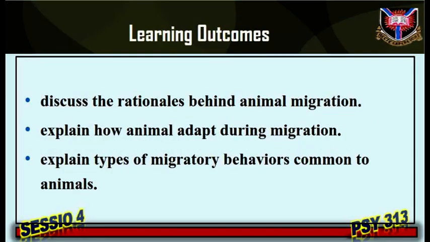Learning outcomes. When you are studying this section, you should be able to: 1. Discuss the rationales behind animal migration. 2. Explain how animals adapt during migration. 3. Explain types of migratory behaviors common to animals.